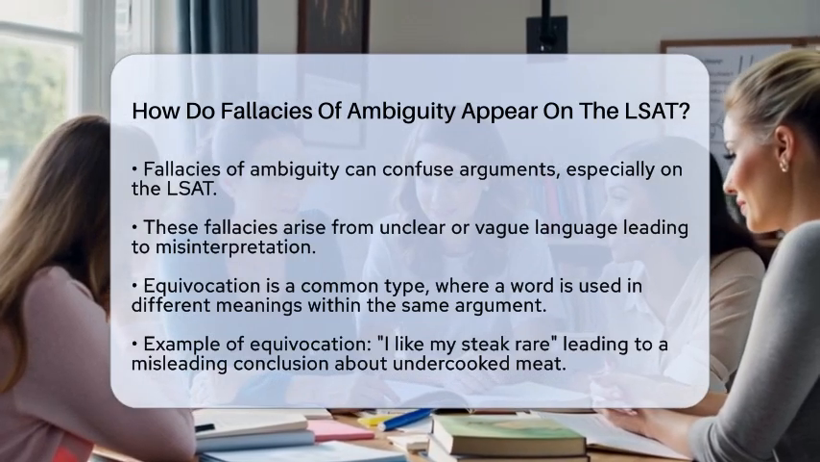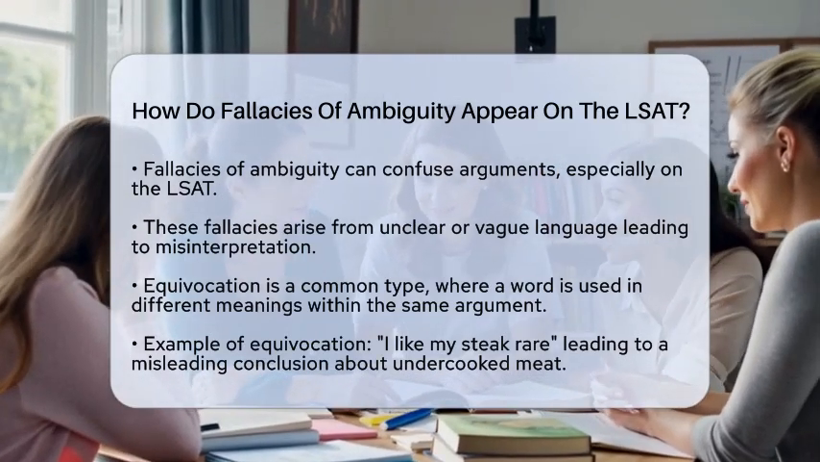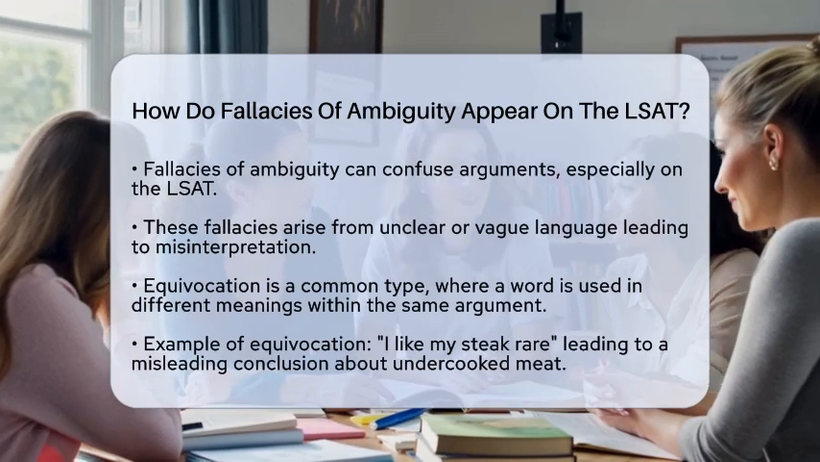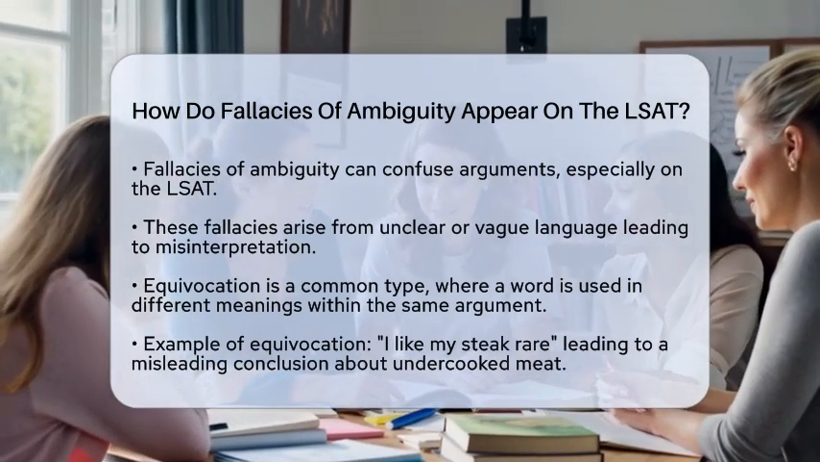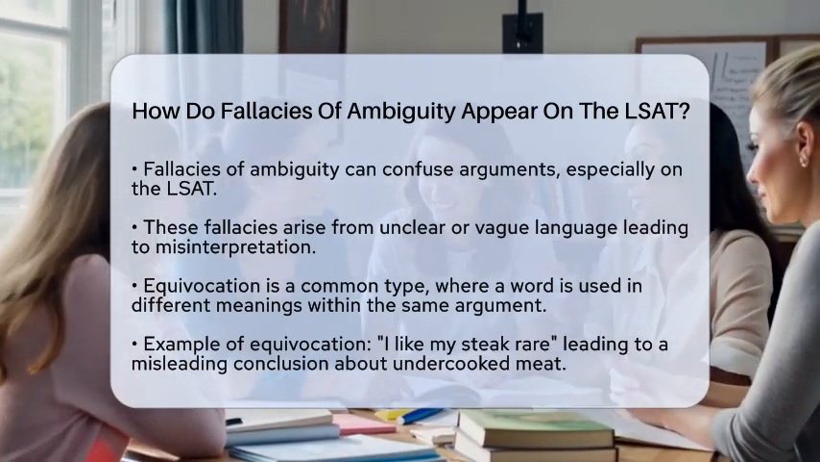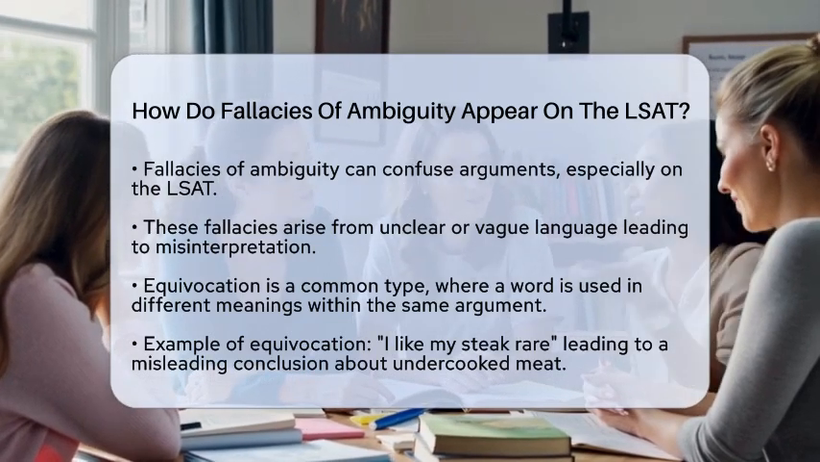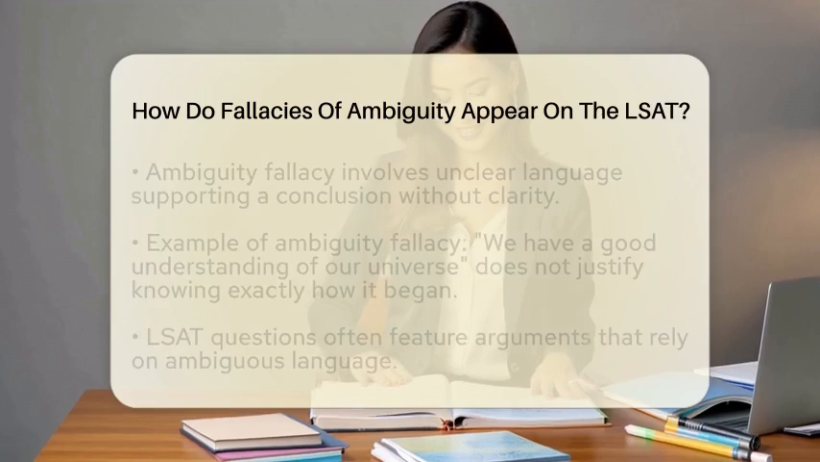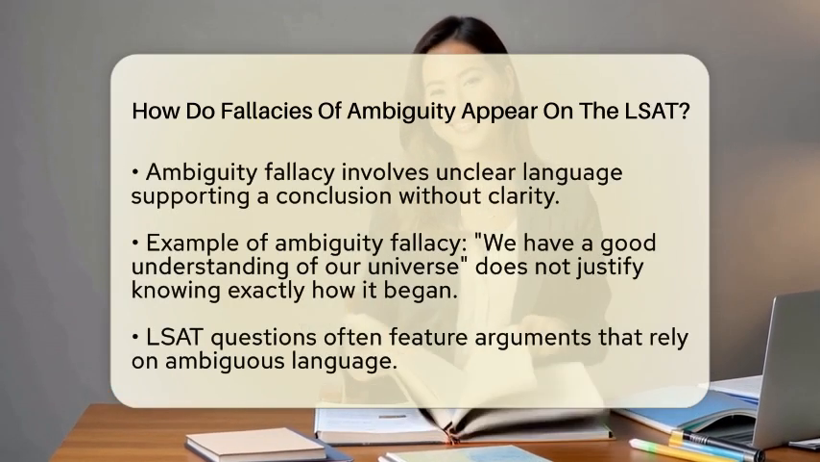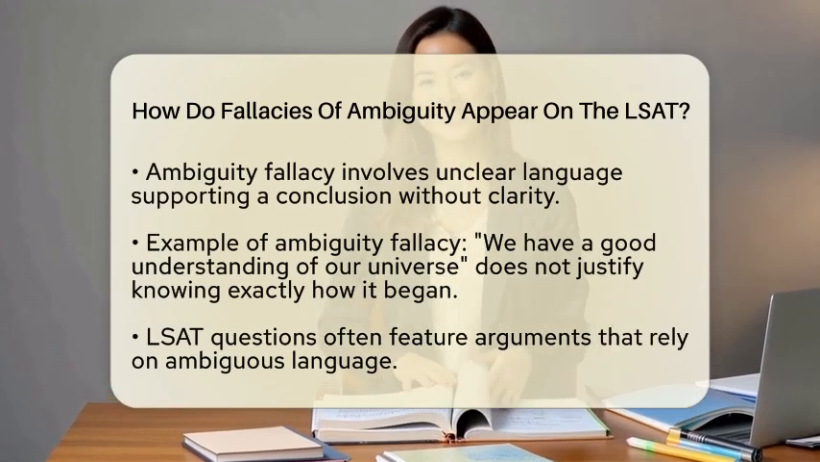Fallacies of ambiguity occur when an argument uses unclear or vague language to reach a conclusion. This can lead to confusion and misinterpretation. One common type is called equivocation. This happens when a word or phrase is used in different ways within the same argument. For example, if someone says, "I like my steak rare," and concludes, "Therefore, I prefer my meat undercooked," the term rare is being used in two distinct ways.